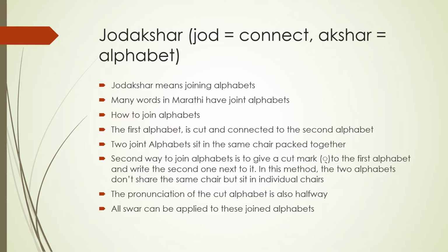Sometimes when you have to make sounds or words, you have to join not just the alphabet and its vowel, but sometimes you also have to join two alphabets together. That is known as a Zodakshar. In a Zodakshar, generally the first alphabet is pronounced only half or in short, and the second is pronounced in full. The entire Barakhadi can be applied to the Zodakshar as well.